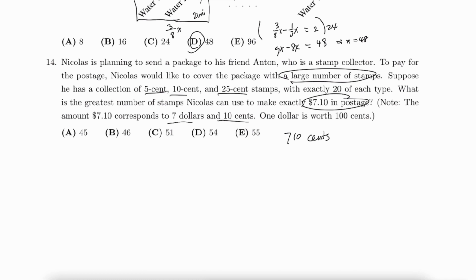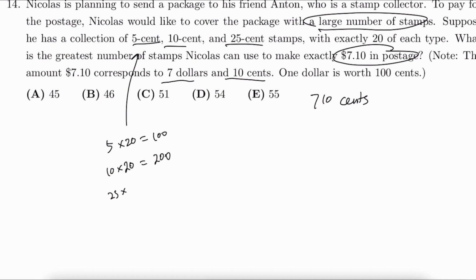So we want to find the largest amount. Note, we can't just use, let's say, all 5 cents because we only have 20 of each. If I use all of this, that only gives us 100 cents. If I use all 20 of the 10 cents, that only gives us 200. So we have to use the 25. If we use 20 of them, that gives us 500. So that goes over what we need over here.